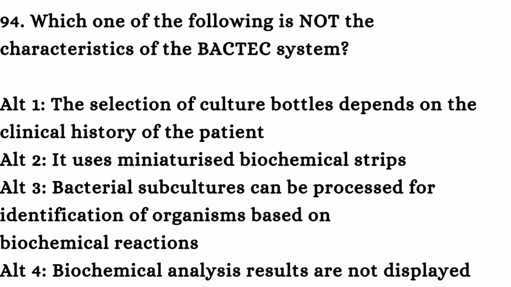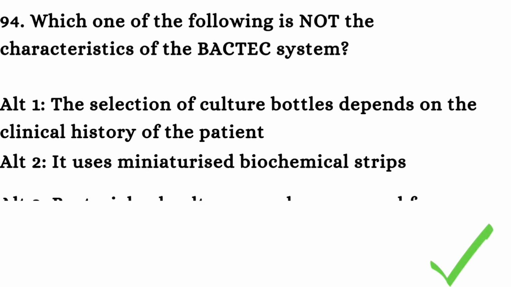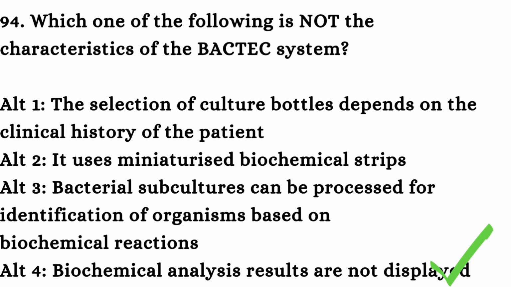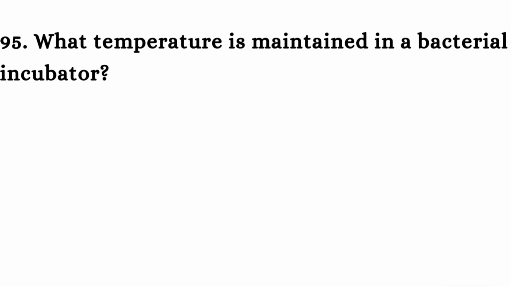Next question. Which one of the following is not a characteristic of the Bactec system? Option 1 the selection of culture bottles depends on the clinical history of the patient. Option 2 it uses miniature biochemical strips. Option 3 bacterial subcultures can be processed for identification of organisms based on biochemical reactions. Option 4 biochemical analysis results are not displayed. The right answer is option 4. Biochemical analysis results are not displayed is an incorrect statement because Bactec system results are displayed.